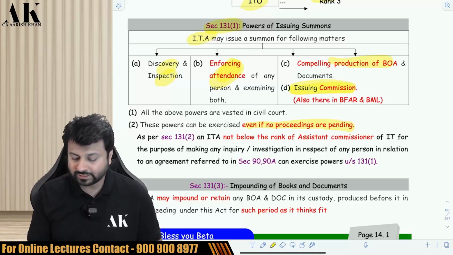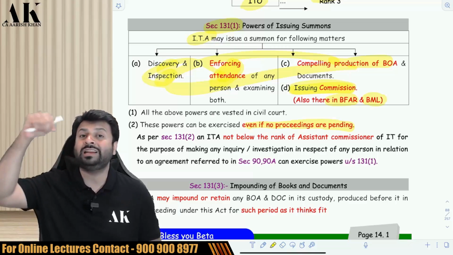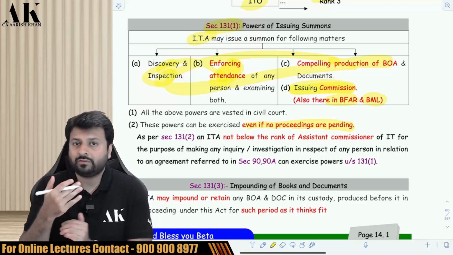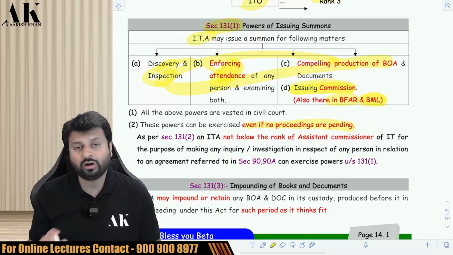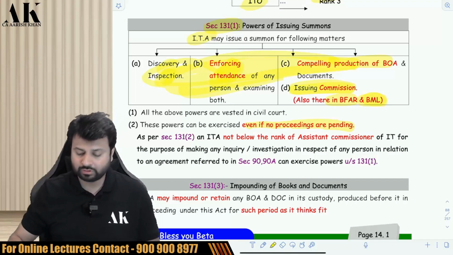Okay, now these four powers are also given in Board for Advance Ruling topic later on, and it is also given in black money law in paper 6C. So if you are opting for paper 6C, you might know that in black money law also, all these four powers are given to the respective authority over there.